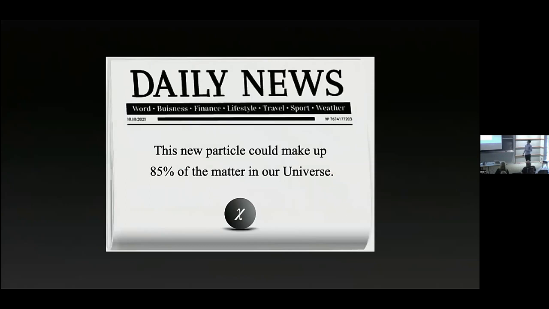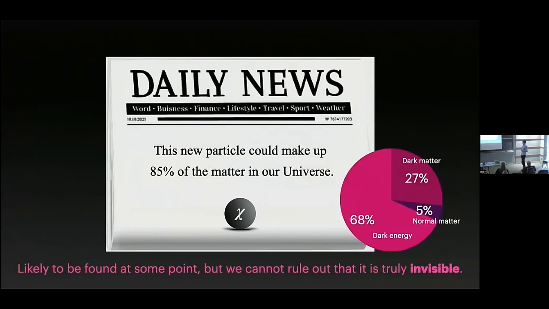The third one is that this new particle could make up 85% of matter in our universe. So this is about the discovery of dark matter. It may happen, likely to be found at some point, but we cannot rule out the possibility that we'll never see it. It's a purely invisible particle out there.